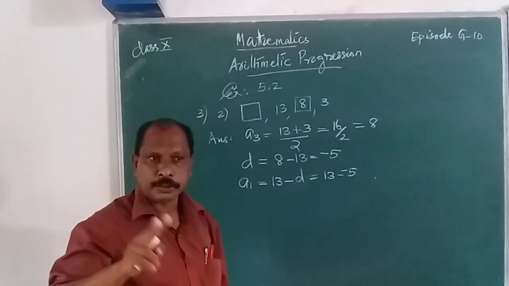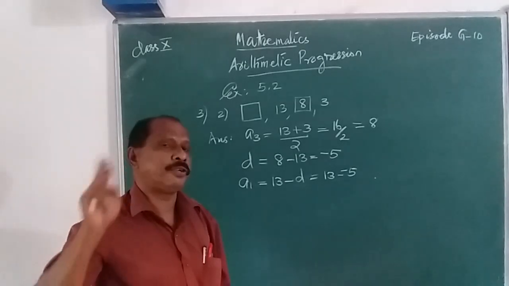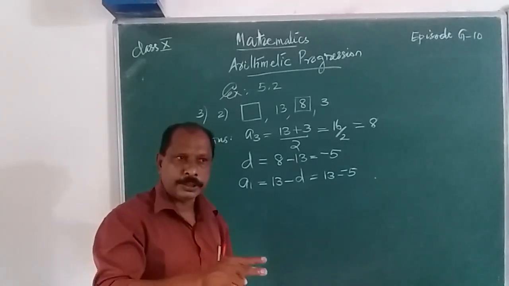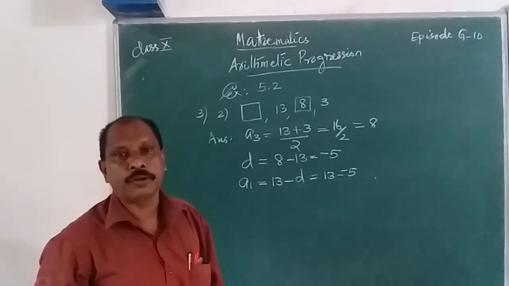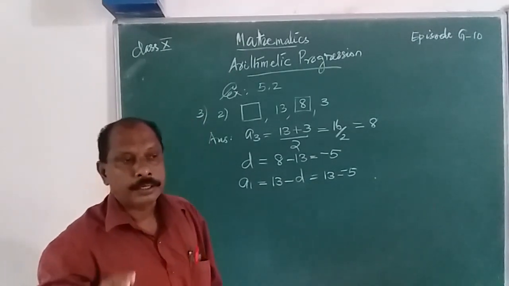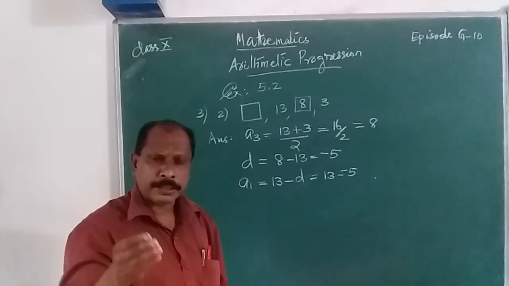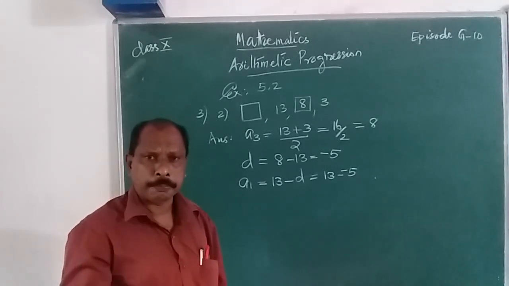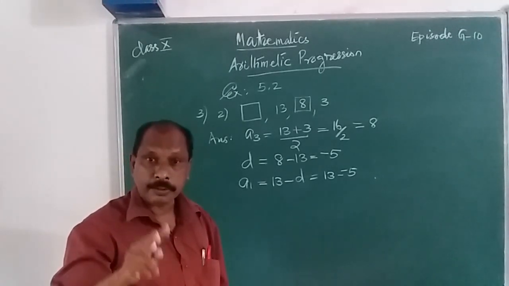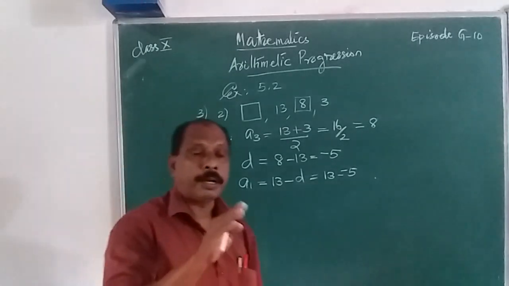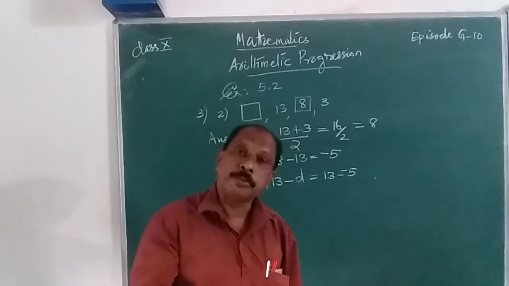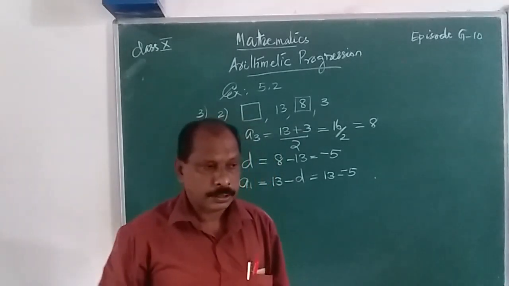Minus into minus into minus, how many minus? 3 minus. Therefore, it is minus. Minus into minus into minus into minus: there are 4 minus. Therefore, the multiplication is positive. That is basic. If we multiply minus an even number of times, it is always positive. If we multiply negative an odd number of times, it is always negative.